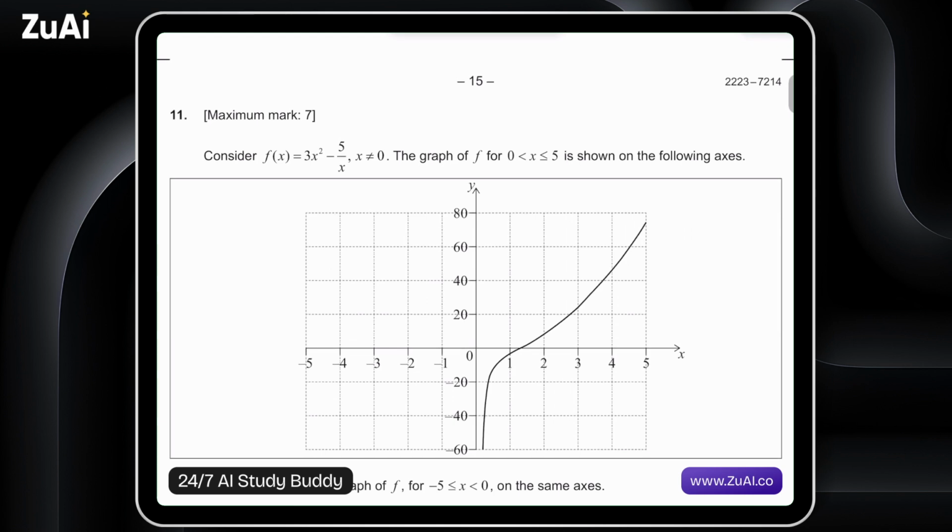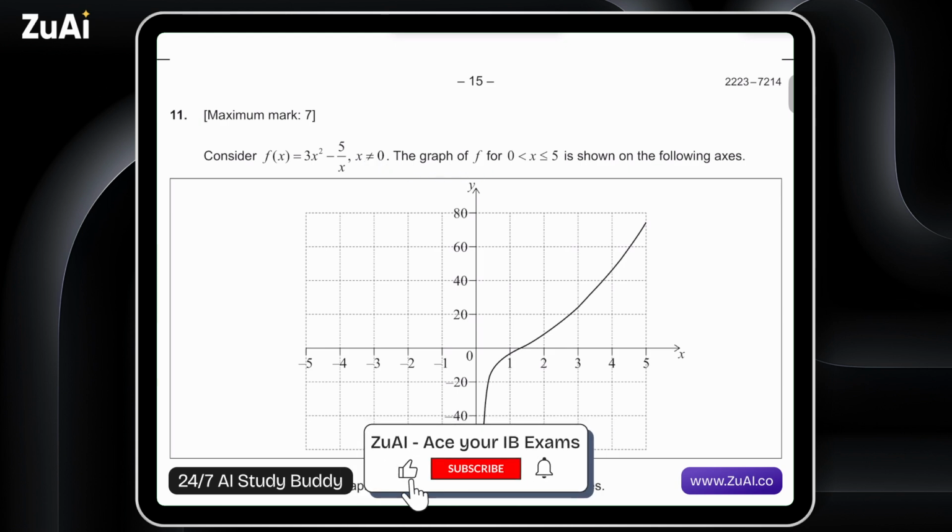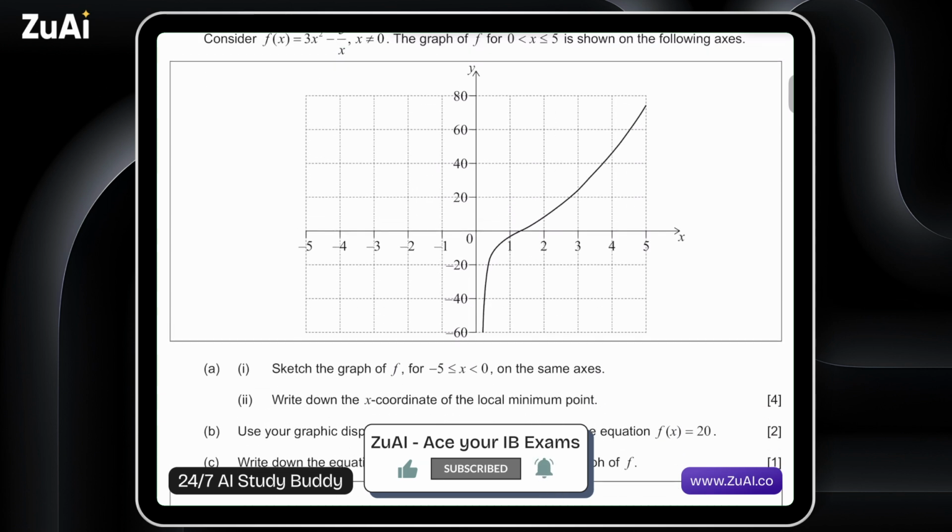Consider the function f of x is equal to 3x squared minus 5 over x, where x cannot be equal to 0. The graph of f for x greater than 0 and less than or equal to 5 is shown on the following axes. Okay, so here's our graph.